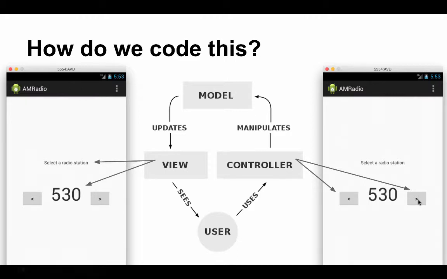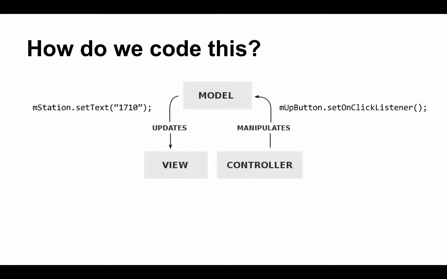So the only part that we haven't really worked with before is called the model. And the model, how it interacts with the view and controller, the model updates the view, and this would be in the case of mStation.setText to 1710. So anytime that the model wants to change what's shown on the screen, that's updating the view. And then the other way is when the controller passes the message along to manipulate the model. So in this case, when the controller calls the on-click listener to do whatever the up button does to the model when someone clicks it.